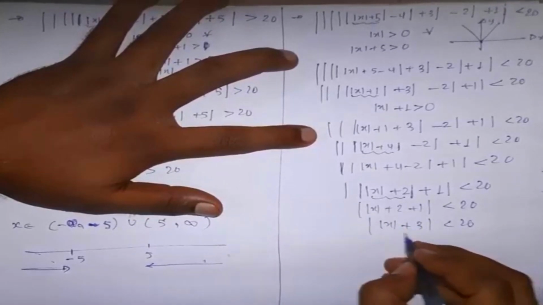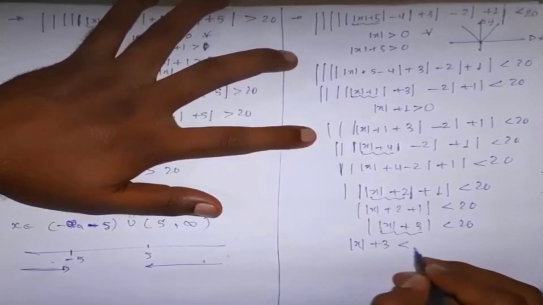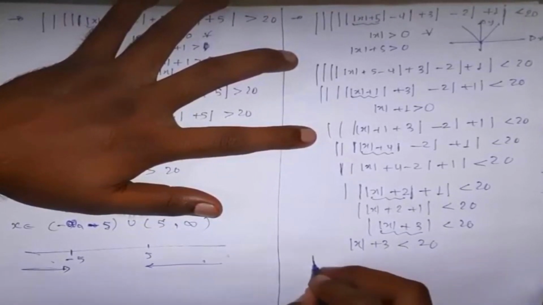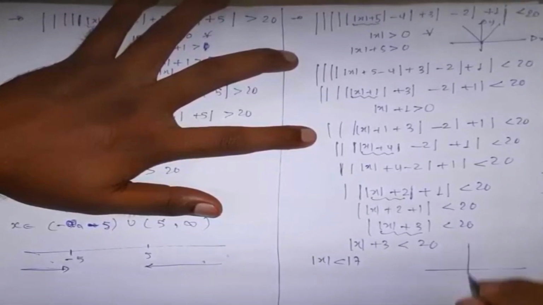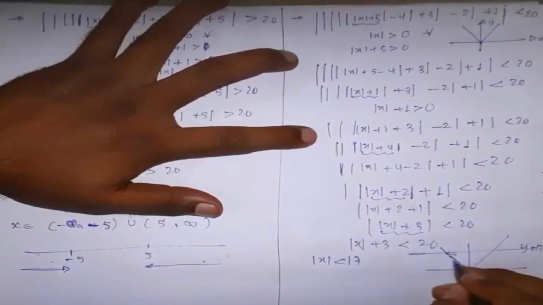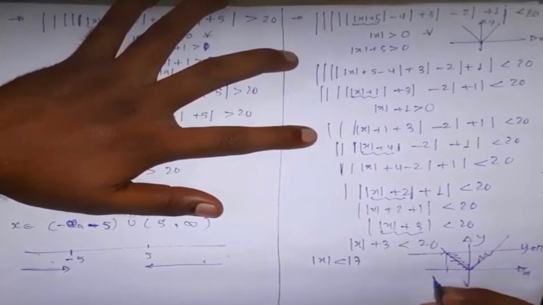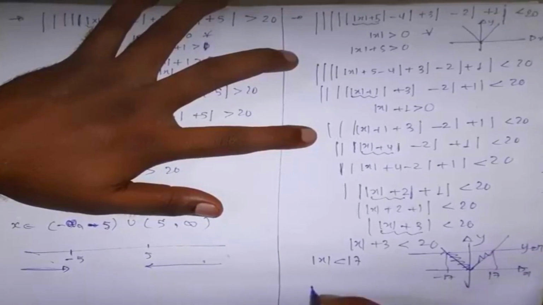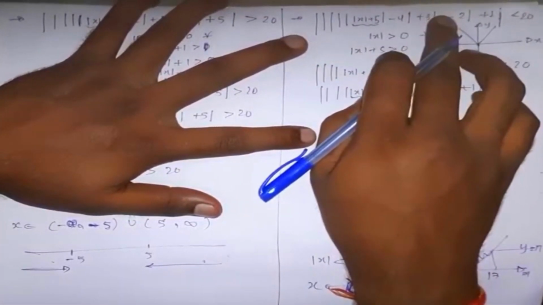Okay, so this portion will also be positive, then it will be open as a positive. Mod of x plus 3 less than 20. That means mod of x less than 17. That means by the property, this is the graph, this is 17, the y equals 17 line, we will lie in this region. So this will be minus 17, this will be 17. So x belongs to the open interval minus 17 to 17. These are the values of x for which this inequality will be satisfied.